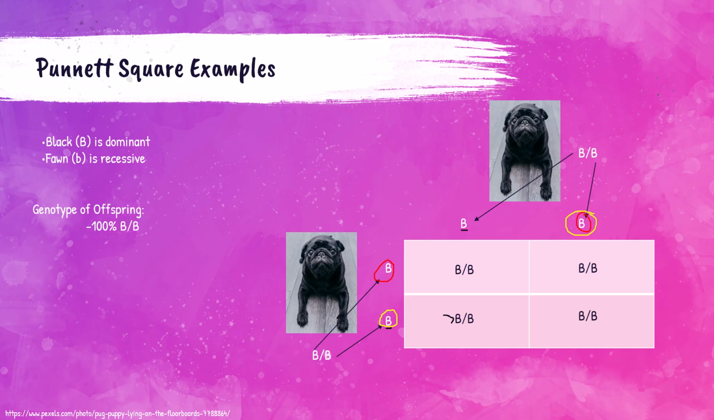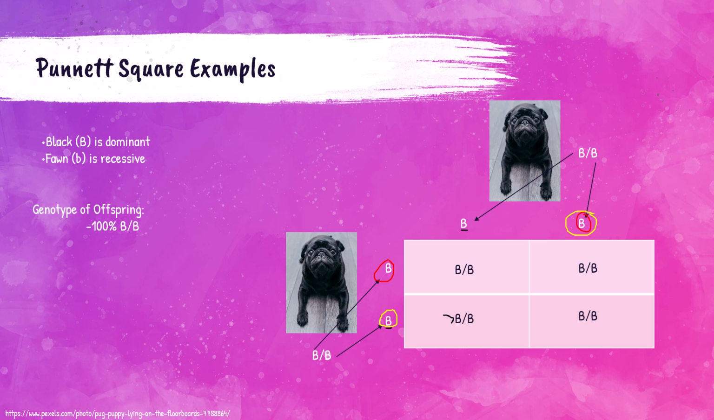So the genotype of all of the offspring, what are the chances of those genotypes? They're all big B, correct? So 100% of the offspring of the pairing of big B and big B are going to be big B. So 100% are going to be homozygous for big B.